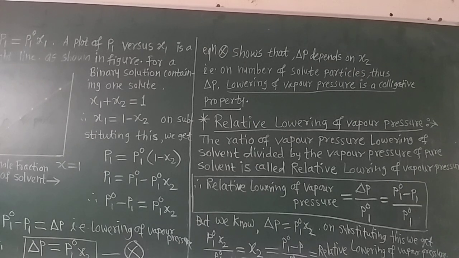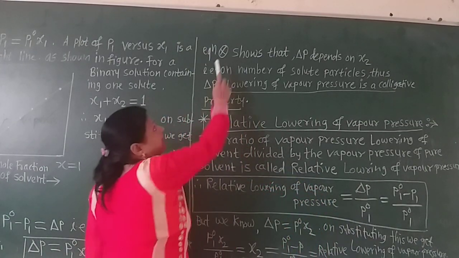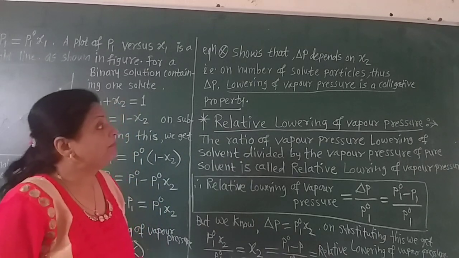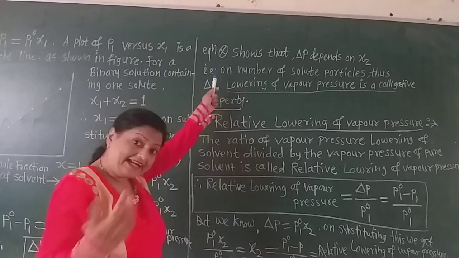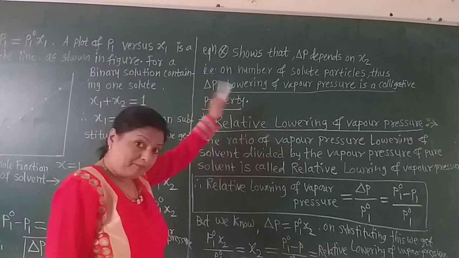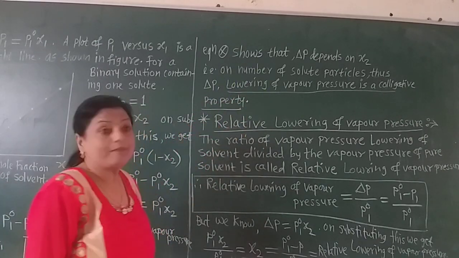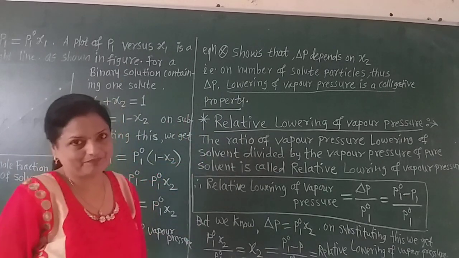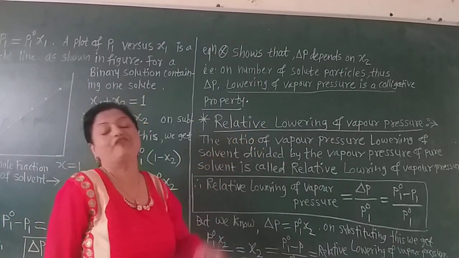They may ask in the examination, show that the lowering of vapor pressure is the colligative property. Then you must show from this, Raoult's law. Then you must give this equation, and we can say that the equation shows that delta P depends on X2, that is the mole fraction of the solute, and this directly says that delta P depends on the number of solute particles, and therefore delta P, that is the lowering of vapor pressure, is the colligative property. Now let us learn another property, that is the relative lowering of vapor pressure.